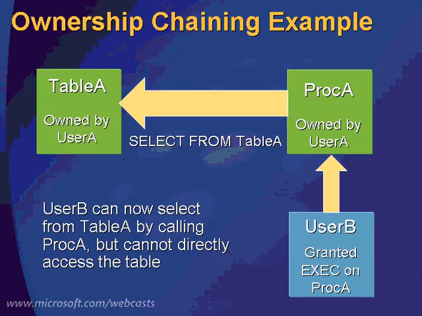So this is better illustrated, I think. Let's say we have a table, we'll call it table A, owned by user A, and we have a stored procedure that does a select from the table. Now that same stored procedure, proc A, is also owned by the same user, user A. Because they're owned by the same user, there's an ownership chain there. And when user B, who has no access to table A, calls into the stored procedure, user B, by virtue of that ownership chain, via the stored procedure, can select from table A. But user B cannot directly access the table.